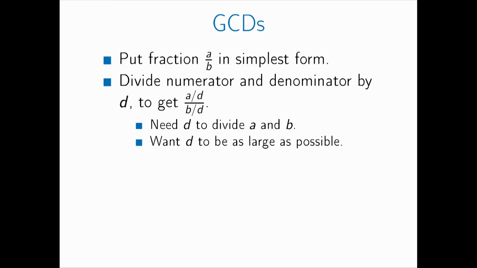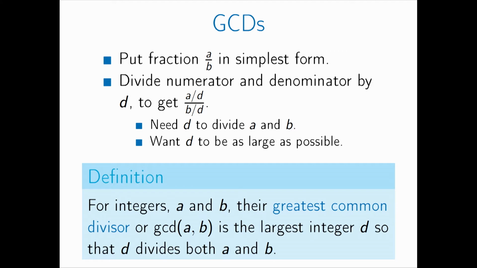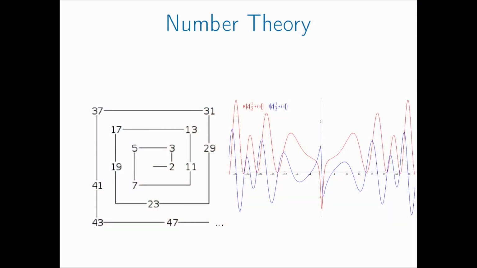So, turning this into a definition, we say that for two integers a and b, their greatest common divisor, or GCD, is the largest integer d that divides both a and b. Okay, so this is a thing that you use to reduce fractions. However, it turns out that GCDs are a critically important concept in the field of number theory, the study of prime numbers and factorization and things like that.